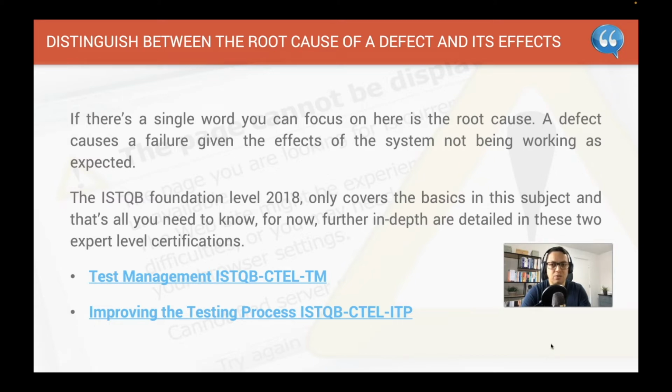A defect causes a failure, given the defects of the system not working as expected. This syllabus doesn't fully cover it. If you want to know more about it, it is under the more expert level of the ISTQB exams, more of test management or improving the test process, which is like 10 years of experience or something. But here I'll give you an overview of that.